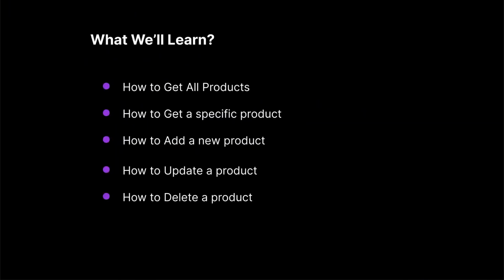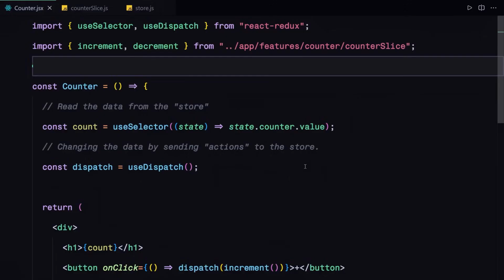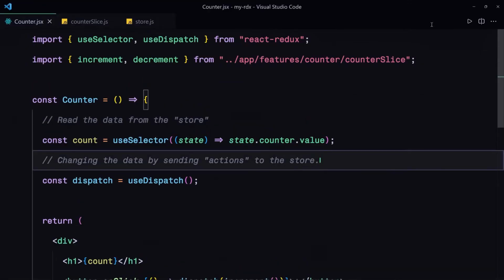In this section we are going to be learning how we are going to be getting all the products, how we are going to be getting a specific one, how we're going to be adding a product, how we're going to be updating a product and deleting a product. Okay, so yeah, that was just a quick intro to what RTK Query is, and now let's get into the setup. The first thing you have to do is install a new setup.